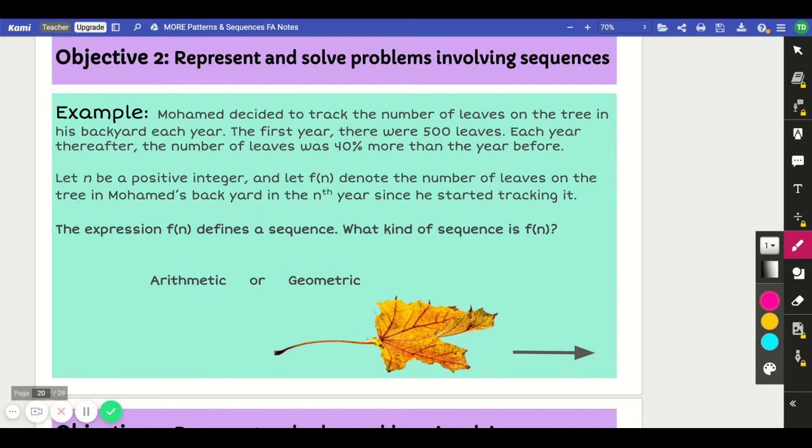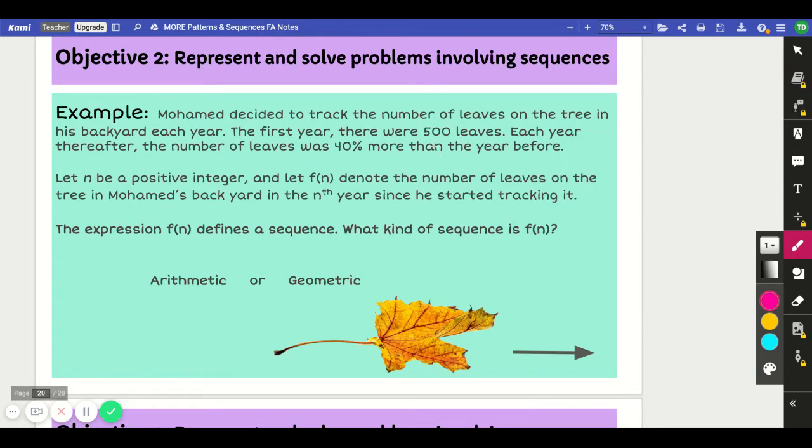Here's our example. Mohammed decided to track the number of leaves on the tree in his backyard each year. The first year, there were 500 leaves. Each year thereafter, the number of leaves was 40% more than the year before. Let n be a positive integer, and let f of n denote the number of leaves on the tree in Muhammad's backyard in the nth year since he started tracking it.